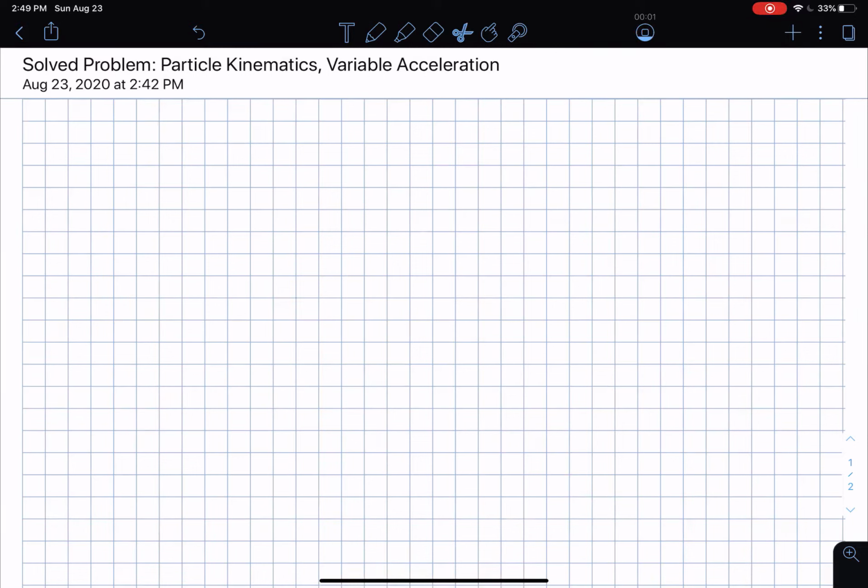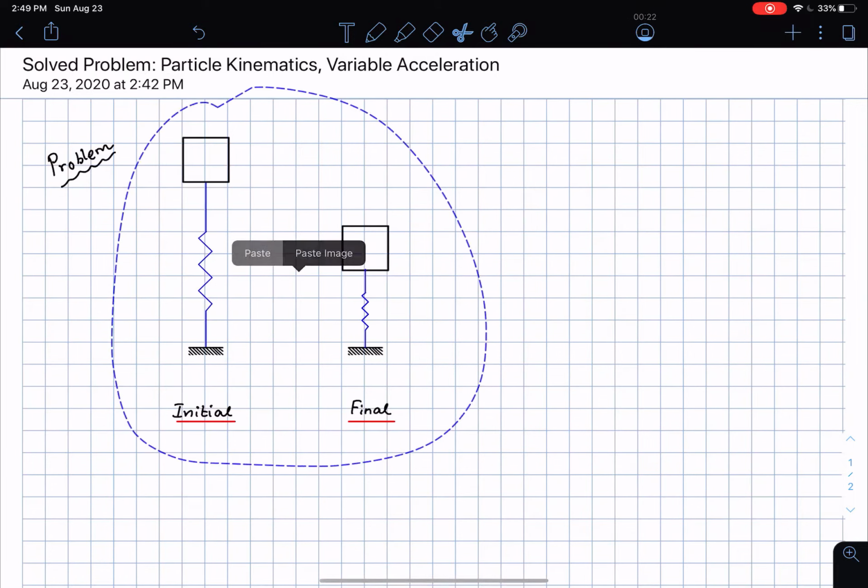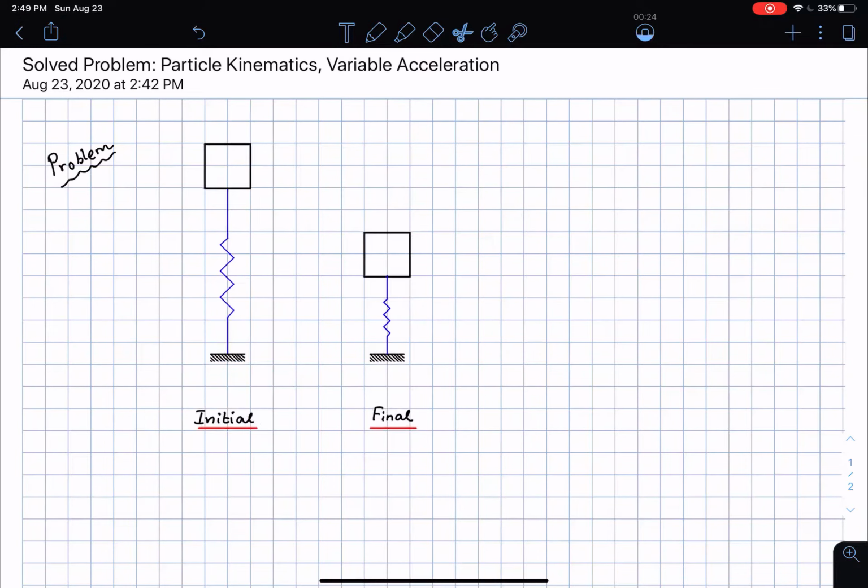Hello everyone. We will be solving one more problem on particle kinematics, and this time we will have a situation where the acceleration is no longer a constant, it is a variable acceleration. Okay, so here is the problem for us. Now, to save some time, I have already drawn the figure for this problem, so I'm just going to pull that up now. Okay, so here is the situation.